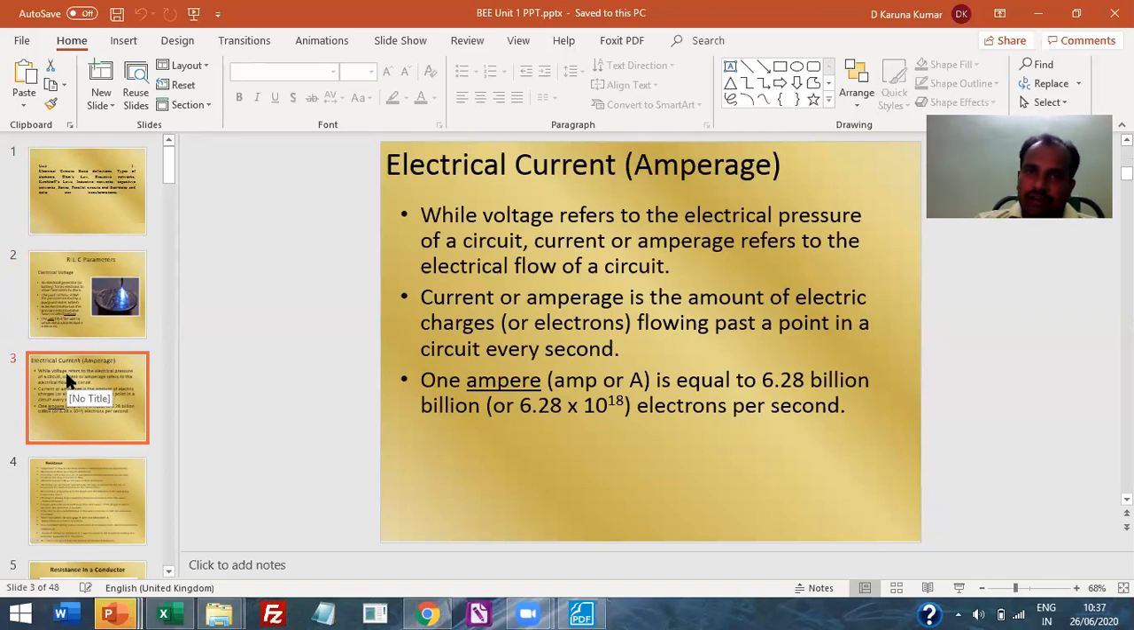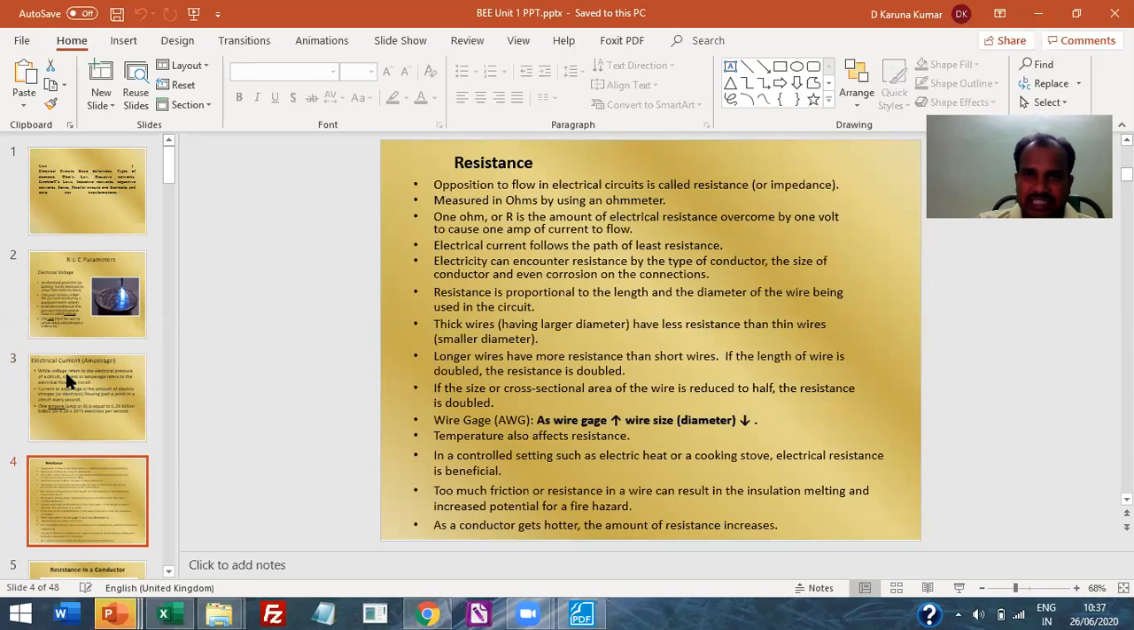While voltage refers to the electrical pressure of a circuit, current or amperes refers to the electrical flow of a circuit. The unit of current is amperes. The next one is resistance. Resistance opposes the flow of electrons, the current. The unit of resistance is ohms, and the resistance depends upon the length of the wire and the cross-sectional area of the wire.